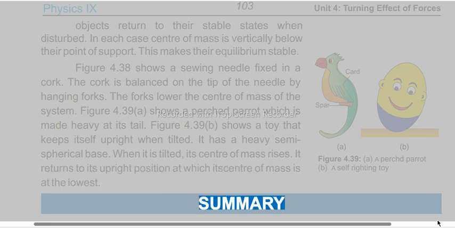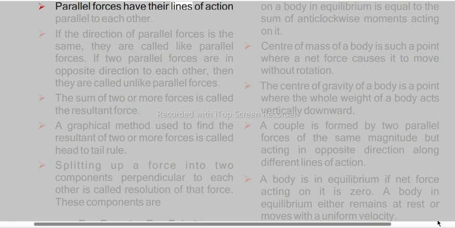Summary. Parallel forces have their lines of action parallel to each other. If the direction of parallel forces is the same, they are called like parallel forces. If two parallel forces are in opposite directions to each other, they are called unlike parallel forces. The sum of two or more forces is called the resultant force. A graphical method used to find the resultant of two or more forces is called the head-to-tail rule. Splitting up a force into two components perpendicular to each other is called resolution of that force.